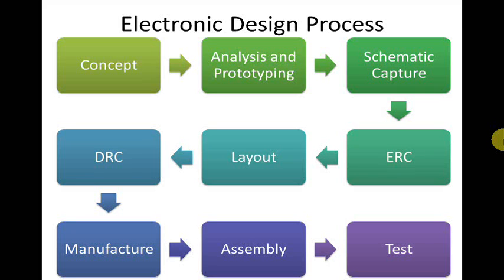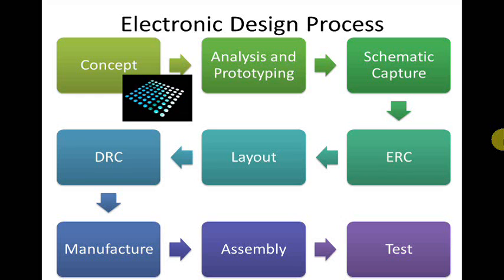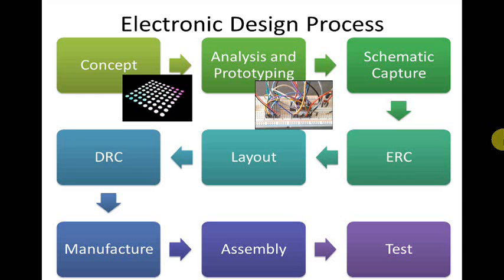Now, the electronic design process starts with a concept. What do we want to build? In this case, we're going to be working with an RGB LED grid module that we're going to be putting together, right? So we have some kind of idea that we want to build and an idea about how to implement it. The next step is analysis and prototyping.